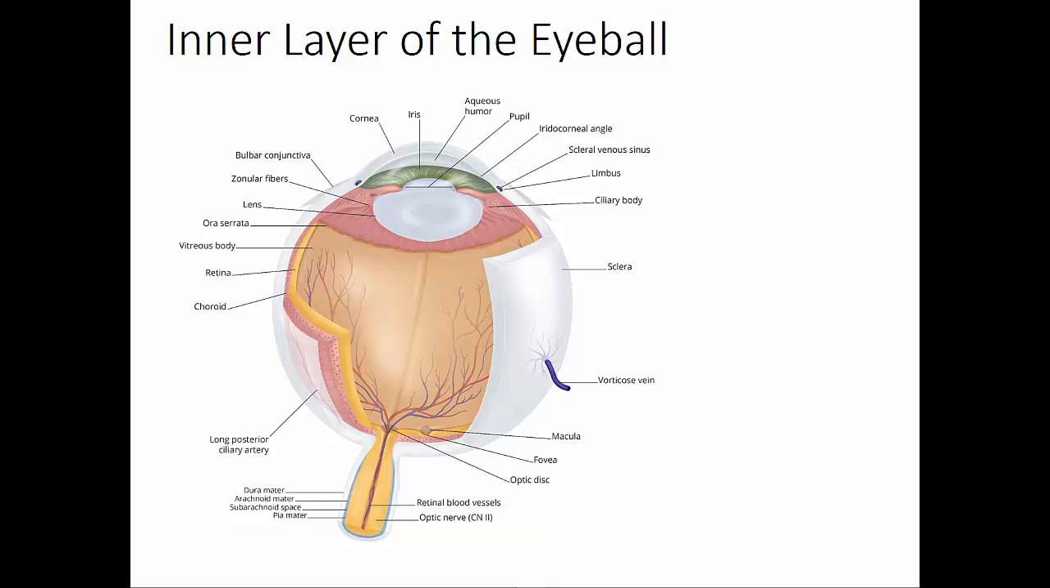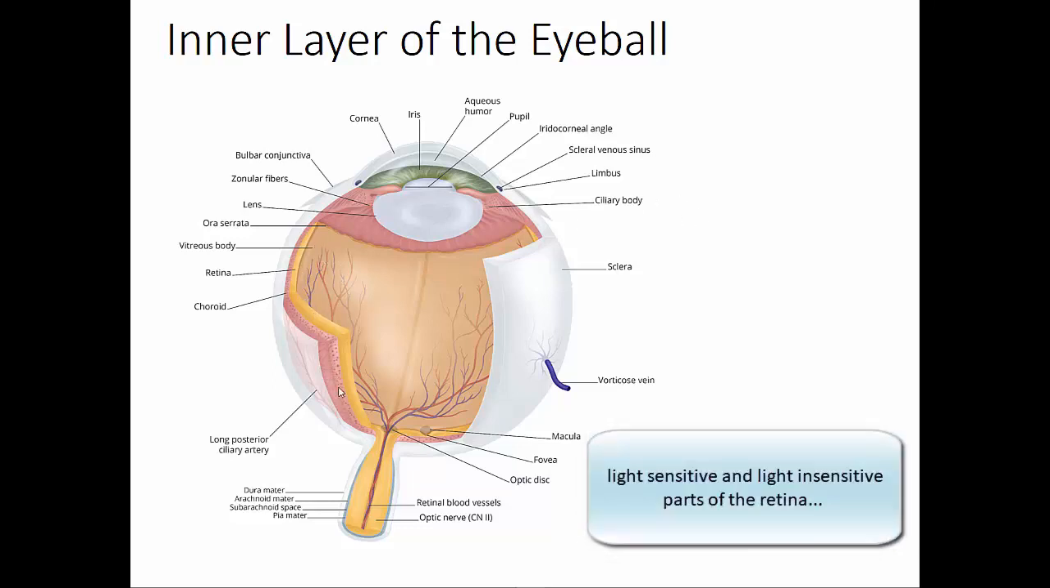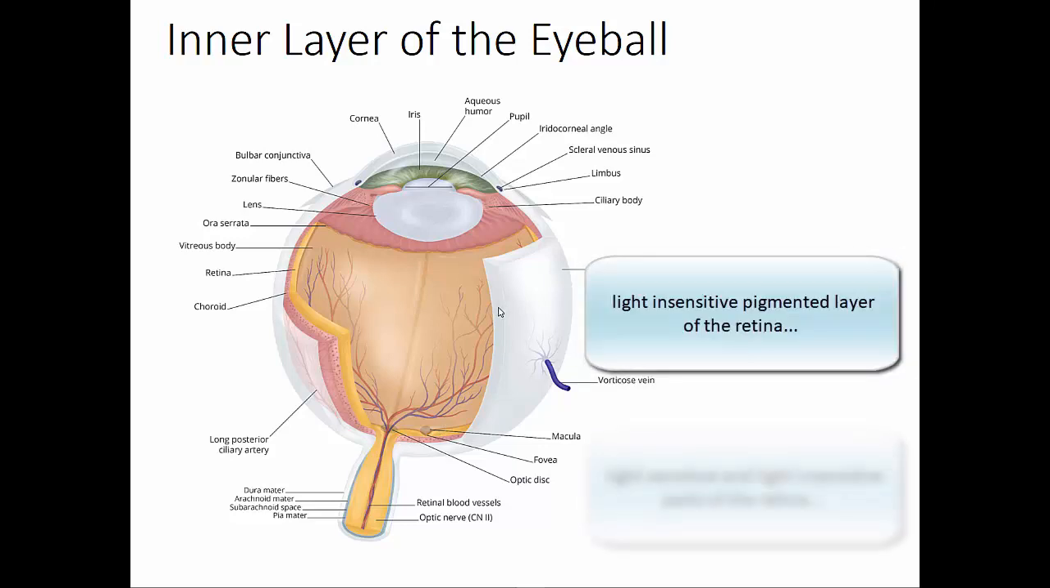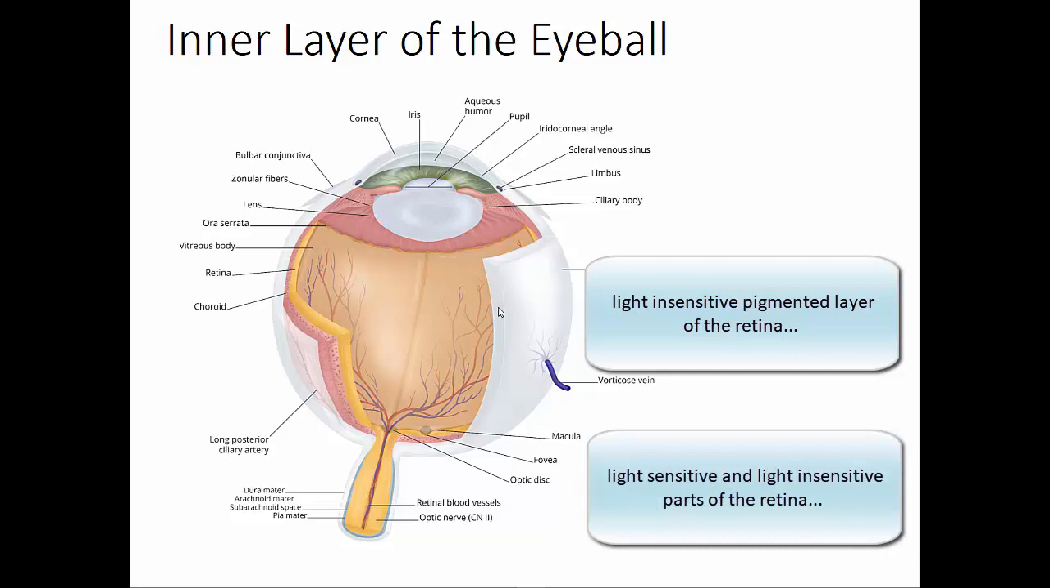Now moving on to the inner layer of the eyeball. The inner layer of the eyeball is going to be the retina. And grossly we can actually distinguish two different functional parts with distinct locations. So you have an optic part of the retina, which is going to be light sensitive. Of course, this is going to be the part that contains the rods and cones that we need to create images through vision. And there's also a pigmented layer.